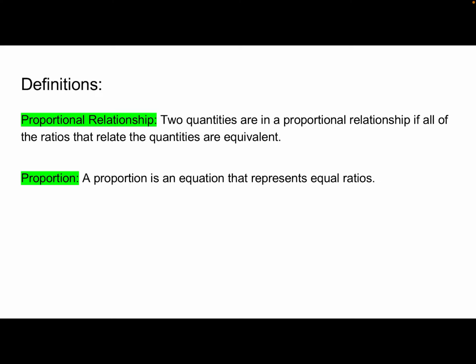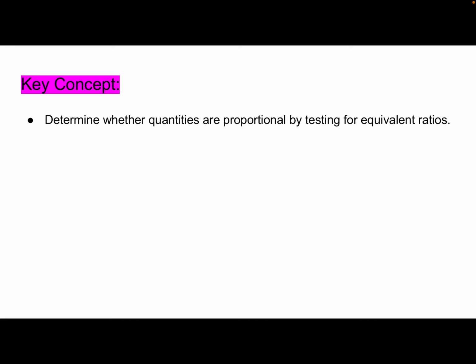Next is a proportion. A proportion is an equation that represents equal ratios, and we'll be coming up with those in a minute here. So let's go into our key concept for today. We want to determine whether quantities are proportional by testing for equivalent ratios.